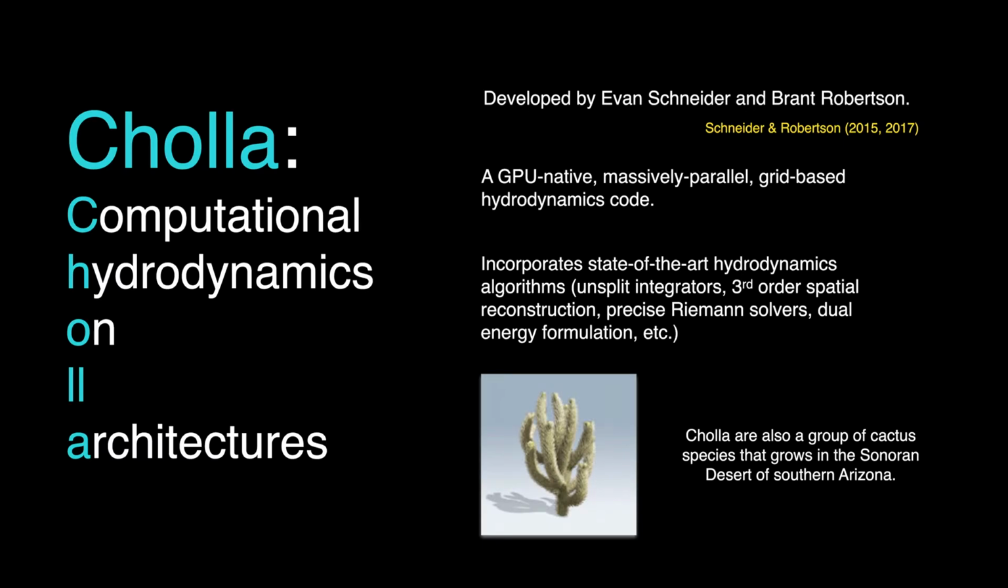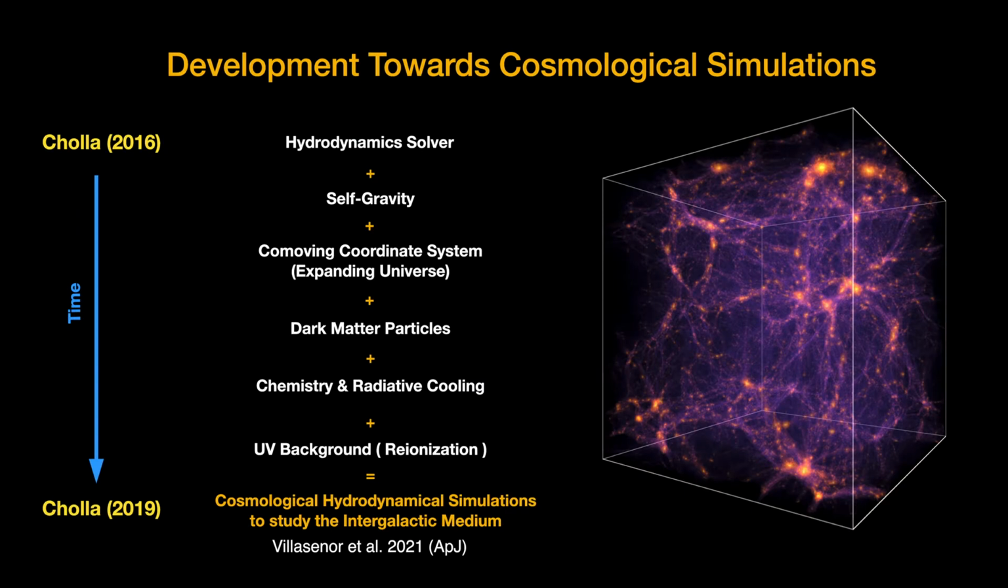Cholla is a new code that was originally developed by Evan Schneider and Brant Robertson. Cholla is a state-of-the-art grid-based hydrodynamic solver that runs natively on multiple GPUs. And of course, for cosmological simulations, there are more physical processes involved. So for the first part of my PhD, I have been in charge of engineering those physics into Cholla.